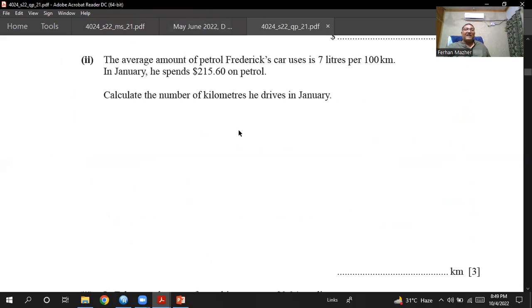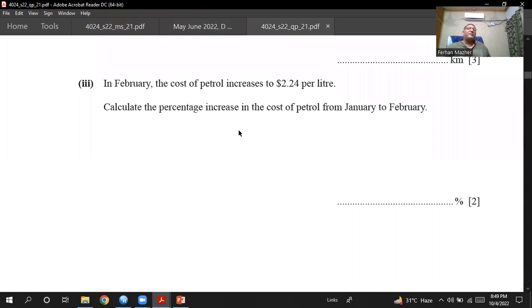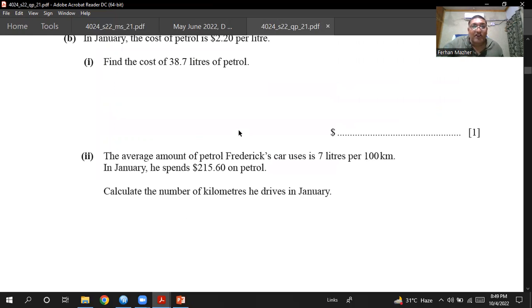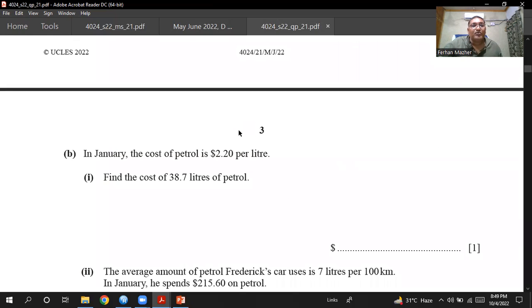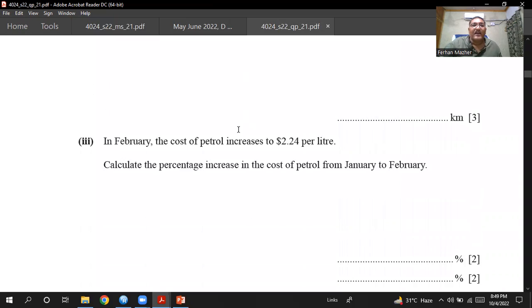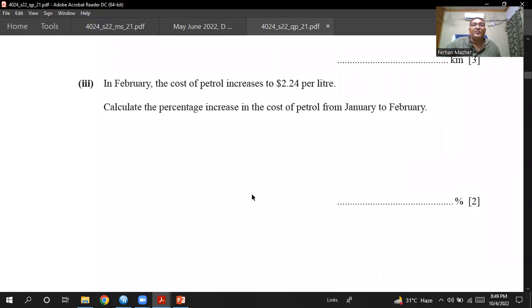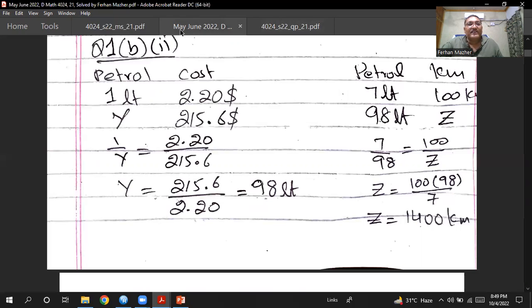Okay, so then we have, in February, the cost of the petrol increases to $2.24 per liter. Before, the price was $2.20 in January, and in February it will be $2.24 per liter. Calculate the percentage increase in the cost of the petrol from January to February. The method is very simple. You find the increase, then you divide the increase by the old value and multiply by 100.